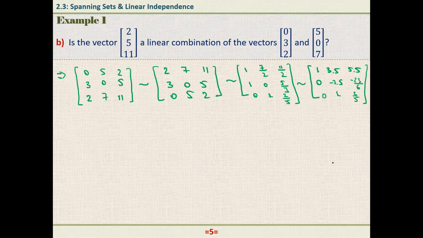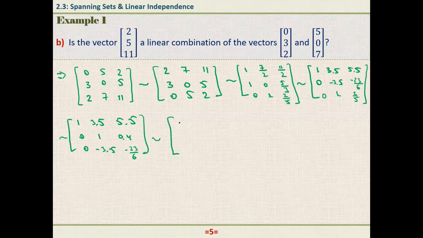So now let me just interchange the second and third rows here because here we have 1. So I can write this one as 1, 3.5, and 5.5. And here we have 0, 1, 2 over 5, which is just 0.4, and here we have 0, minus 3.5 and minus 23 over 6.